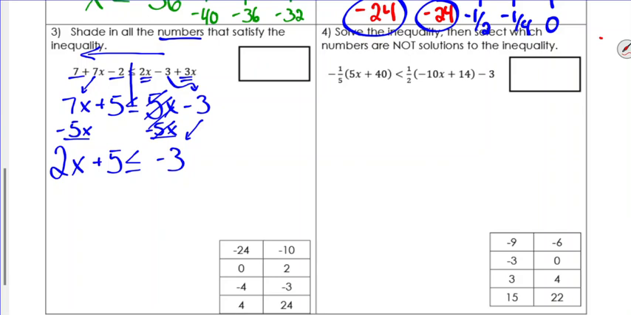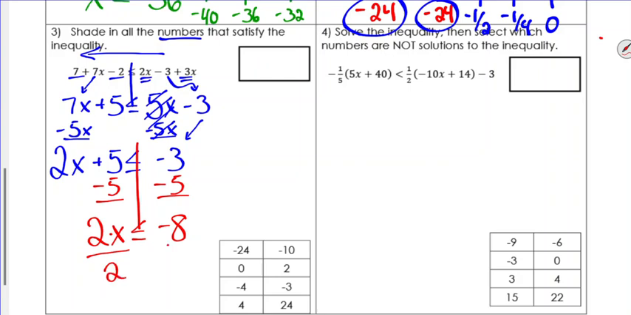Now we have a two-step inequality. Cancel out the adding and subtracting first. We're going to subtract the 5 to cancel out the plus 5. We get 2x is less than or equal to negative 8. And then one more step, this is multiplication, so we're canceling that out with division. So we get x is less than or equal to negative 4.